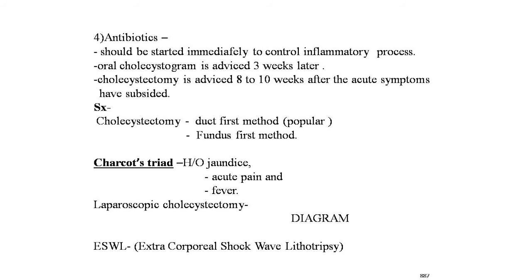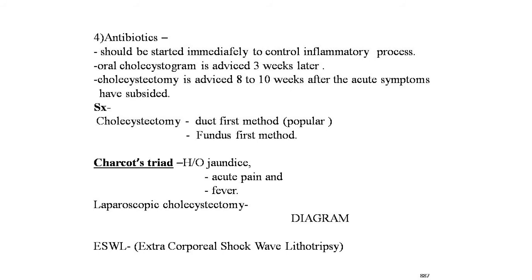Oral cholecystogram is advised 3 weeks later. Cholecystectomy is advised 8 to 10 weeks after the acute symptoms have subsided. Surgical treatment is cholecystectomy. There are 2 methods: the duct first method, which is the popular one, and the fundus first method. The duct first method is popular because if you dissect the cystic duct first, it is very safe and there is less trouble to the CBD.